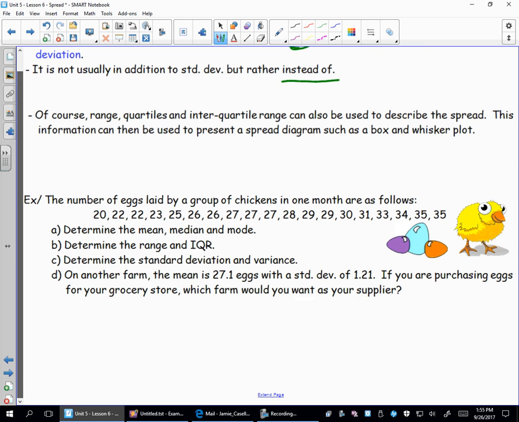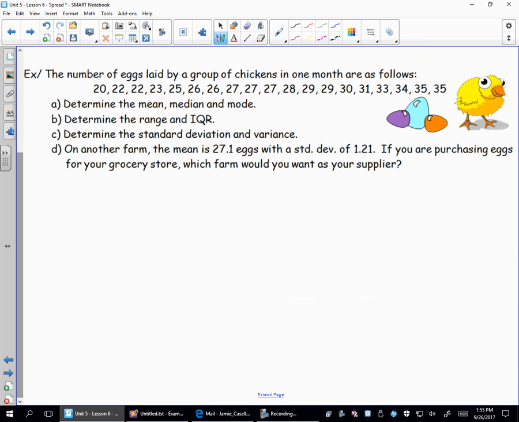Let's take a look at another example. The number of eggs laid by a group of chickens in 1 month are as follows. I want to find a whole bunch of things about that: all my measures of central tendency and our new measures of spread. But I don't want to do this by hand. I want to use my technology.